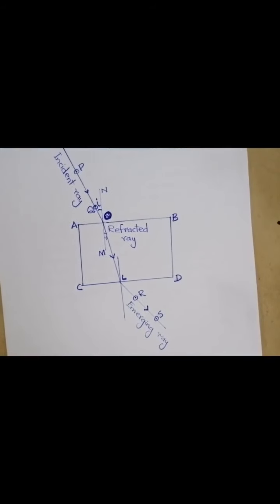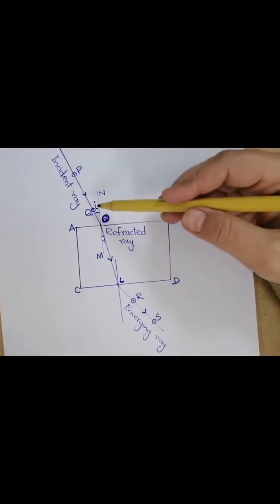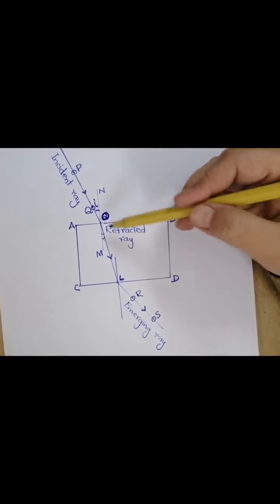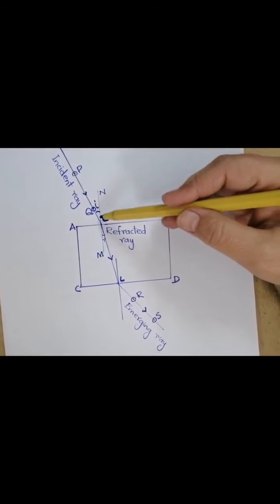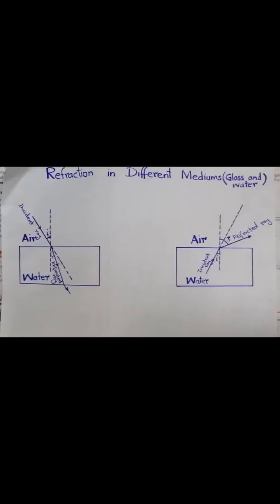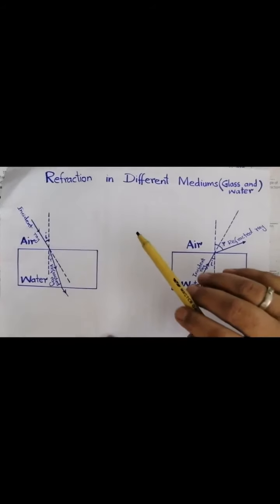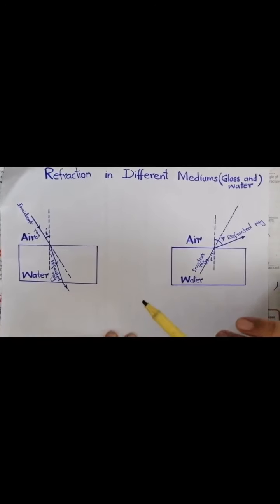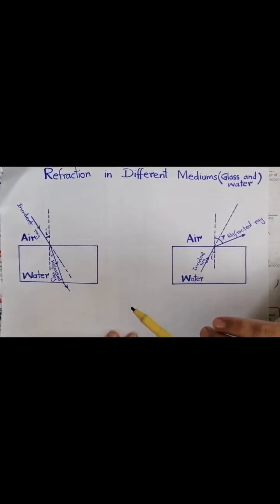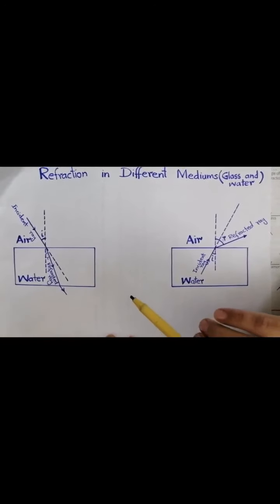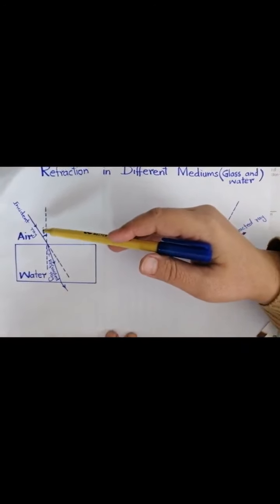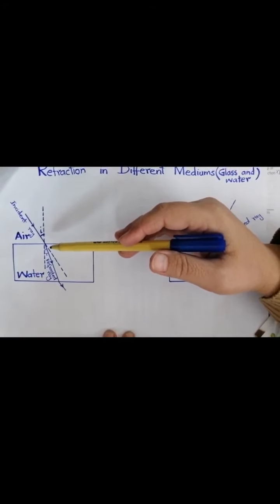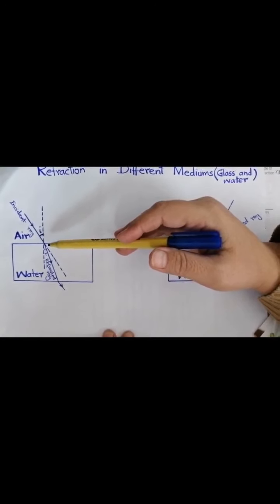Now we can see that as the light enters from one transparent medium to another transparent medium, it changes its path, it bends. This bending is known as refraction of light. Now we are going to explain refraction in different mediums. Some mediums are rare, some are denser, meaning they have greater density. Water and glass are denser than air. So as soon as the light enters the glass or water from air, it slows down, its speed changes, and that's why its direction also changes.